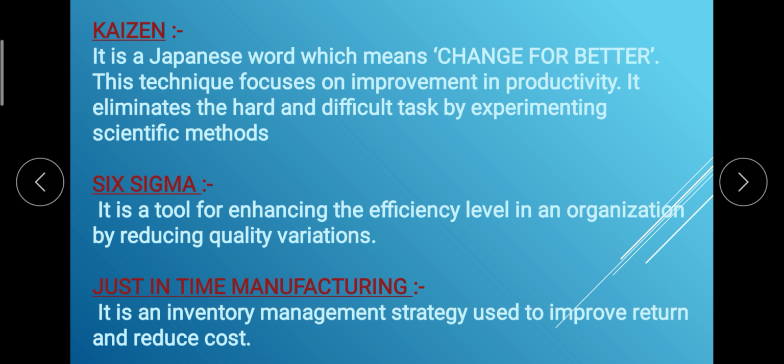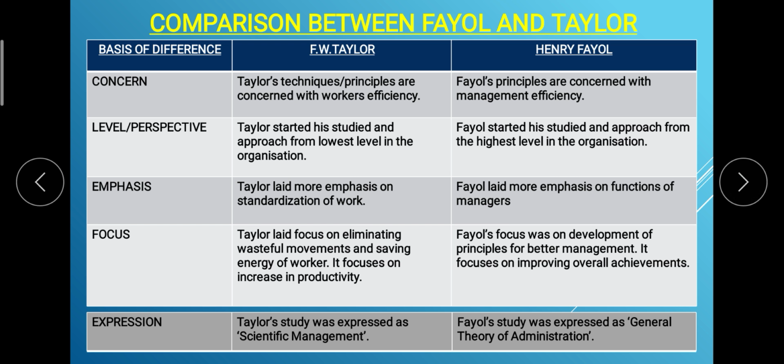Here we are going to discuss that this technique is related to stock management. Stock se related hai, and the focus is on how we can reduce the cost, how we can improve the returns done by the customers. Fine. Next बच्चे, last topic of the chapter is comparison between Fayol and Taylor.